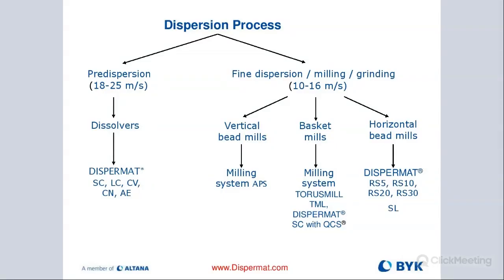So for the pre-dispersion process, it's important to remember it's not only the RPMs, that's only one part of the equation. What we're really looking for is the actual tip speed, because the RPMs are only one variable. What really matters is the diameter of your blade and the actual tip speed. So we want to be between 18 to 25 meters per second to use a dissolver. So we have different types of Dispermats. And then for fine dispersing and milling, we want to use either a basket mill, a vertical bead mill, or a horizontal mill. And then the tip speed should be anywhere between 10 to 16 meters per second. That's when we are media milling.